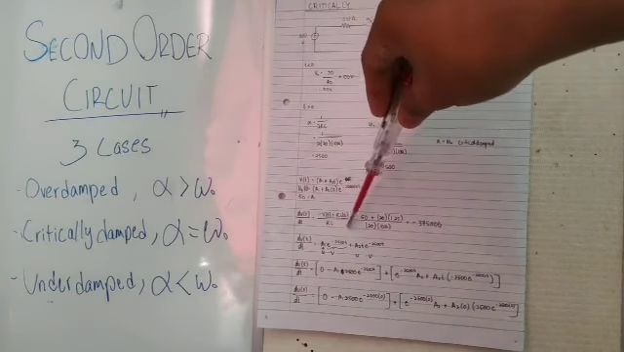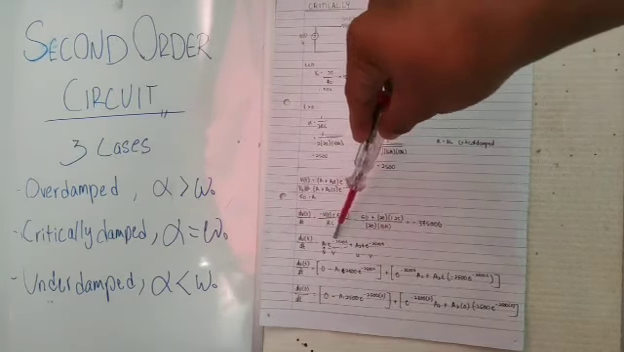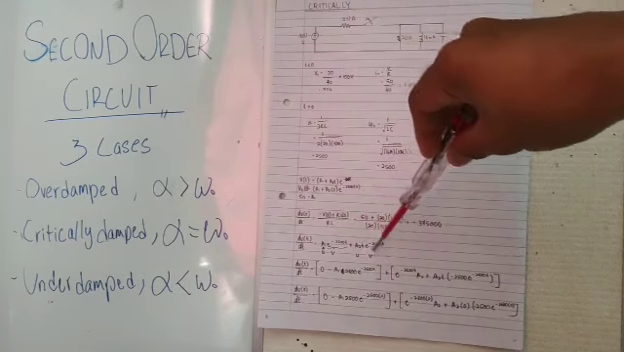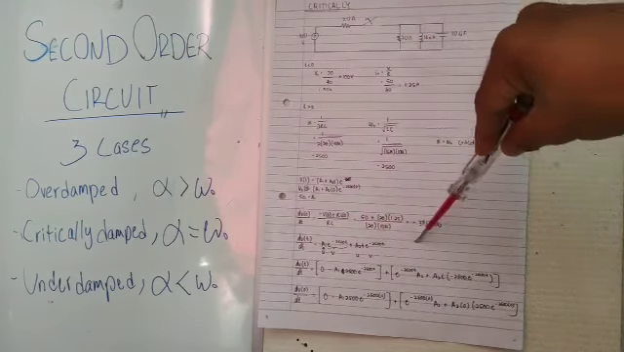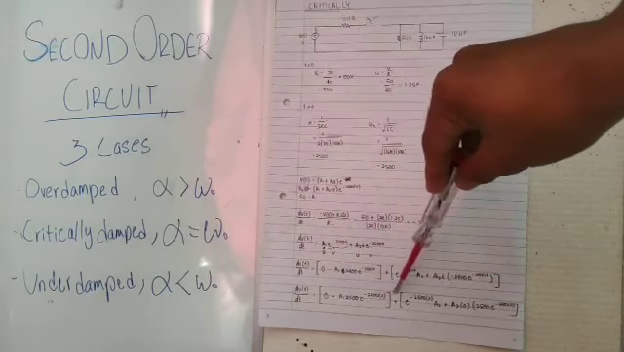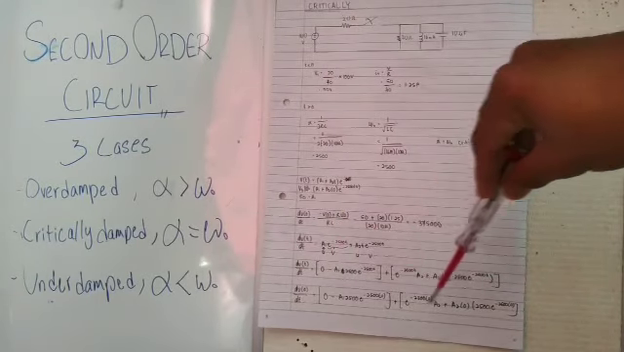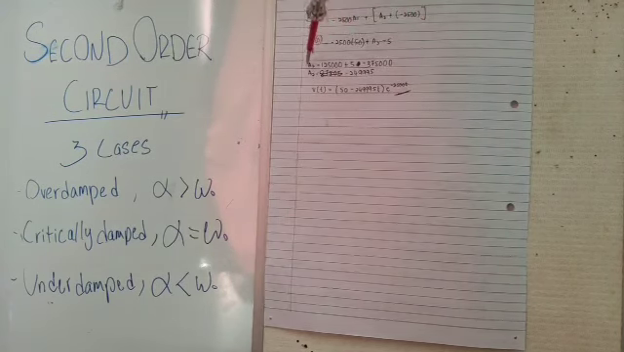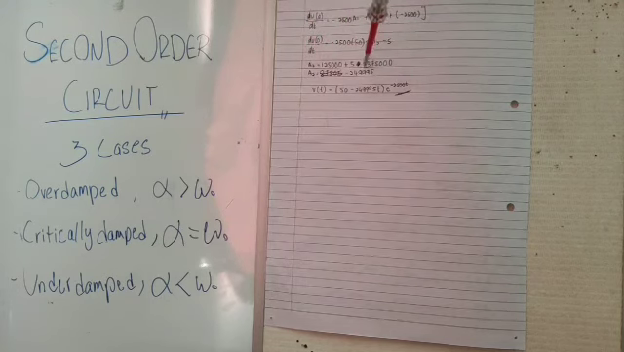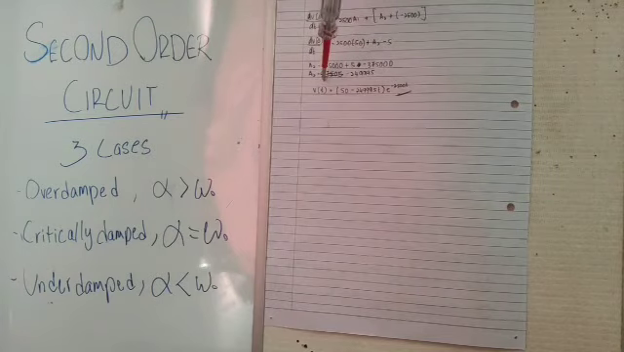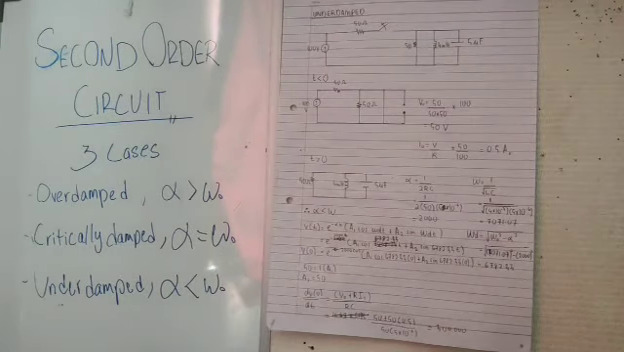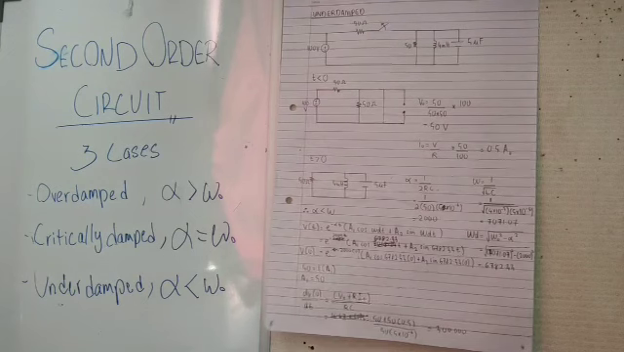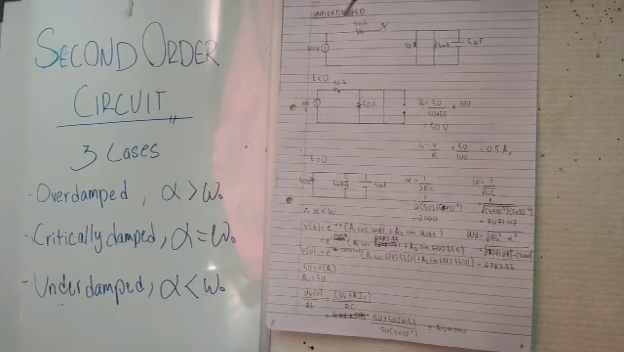After that, we need to differentiate dV over dt again, and we will get like this. Then just substitute 0 at t. Then after we substitute all the values, we will get the value of A2, and after that we will get the VT. So this is the last case of the three cases, which is the underdamped case.